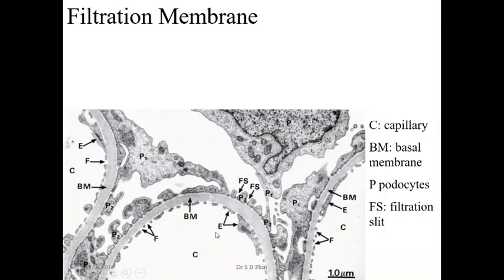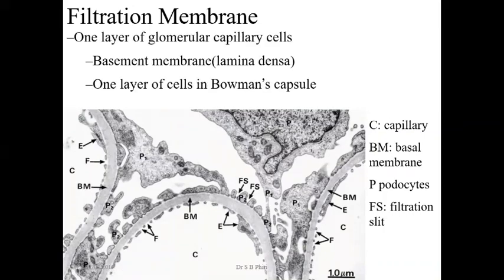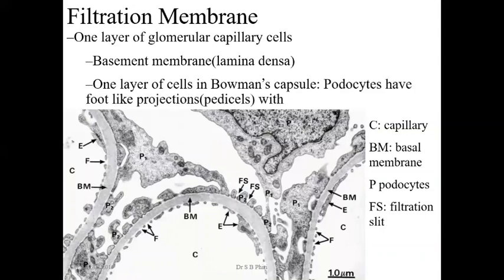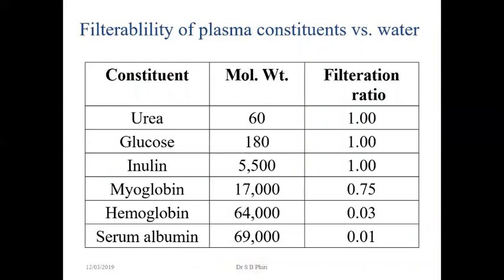So if something needs to be filtered, it has to pass through the fenestrations, via the basement membrane, into the filtration slits. They need to get into the Bowman's capsule or Bowman's space, then go into the proximal convoluted tubule. So this is the layer of the filtration membrane. These foot-like processes of podocytes are called pedicels. It's basically the same information.